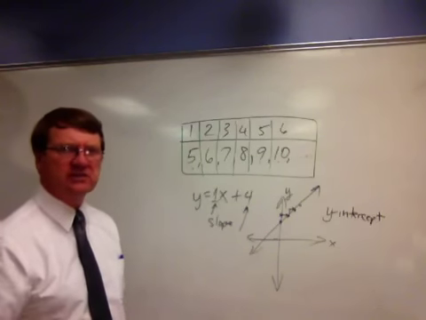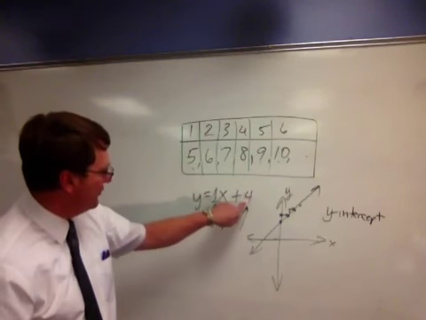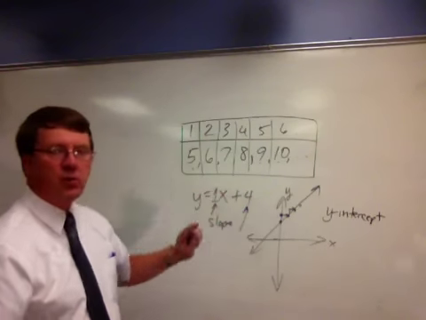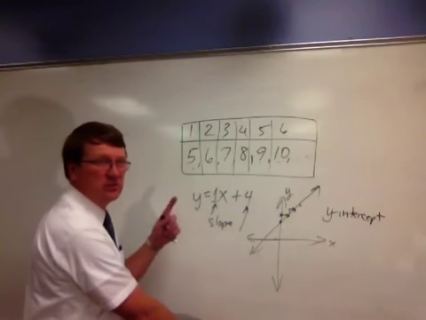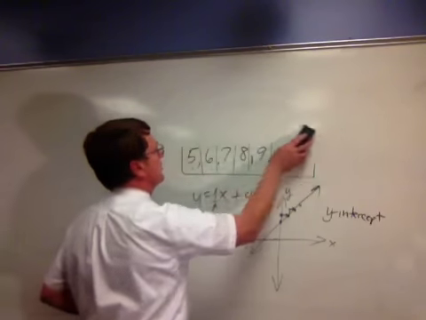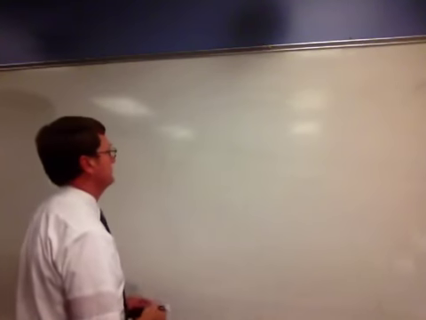You get those 2 pieces of data. I know where I start and I know how I change. I start at 4 right here and I go up 1 over 1 all the time. The trouble is this is way too simple. This one's pretty nice, but it's a good one to start with. Let's do a little bit more complicated one, okay?